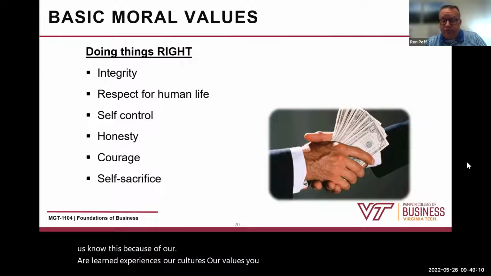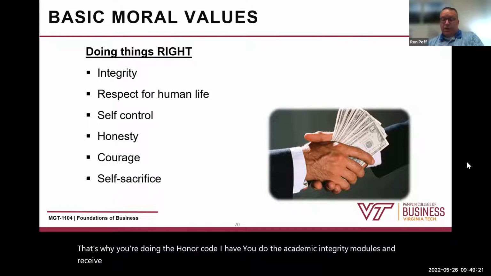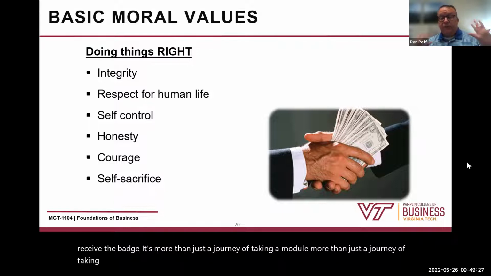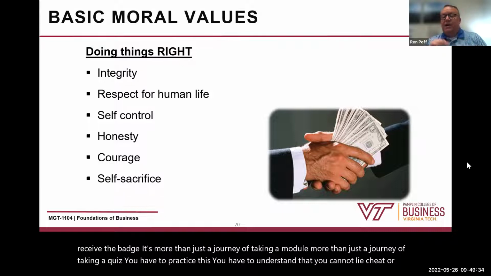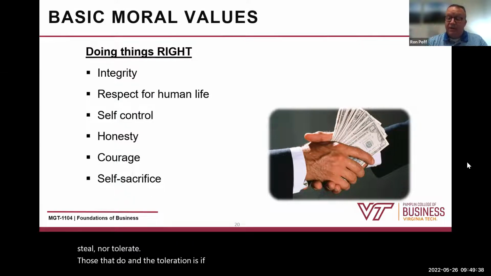Honesty is important here at Virginia Tech. That's why you're doing the honor code. I have you do the academic integrity modules and receive the badge. It's more than just a journey of taking a module, more than just a journey of taking a quiz. You have to practice this. You have to understand that you cannot lie, cheat, or steal, nor tolerate those that do. And the toleration is, if you see something, you should say something.